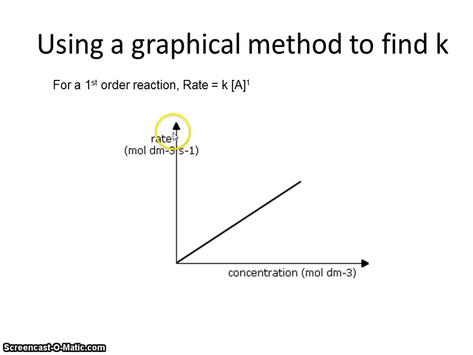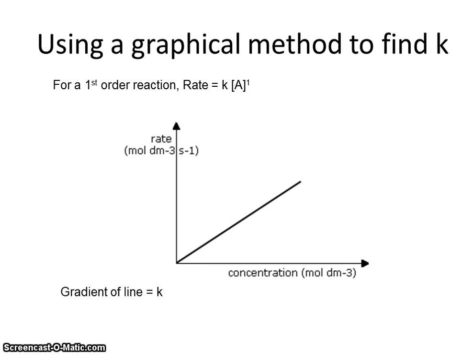Okay, so the rate on the vertical axis, concentration on the horizontal axis, and we have a straight line relationship. Now, have a think about that equation and see if you can figure out what we can conclude about the value of the gradient of this graph. So pause the video while you do that.